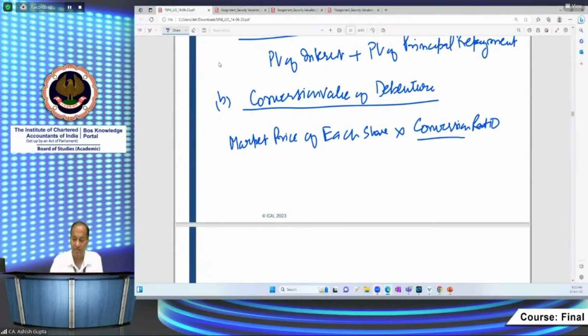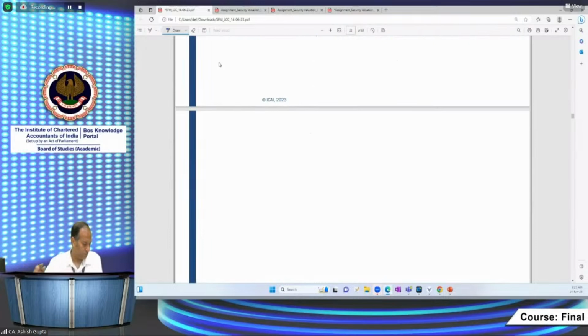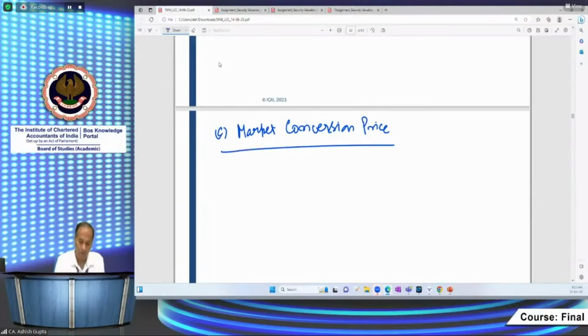Conversion ratio means one debenture or bond will be converted into how many shares. कन्वर्जन रेशियो का मतलब क्या है कि एक बॉन्ड और डिबेंचर कितने शेयर्स में कन्वर्ट होगा। Then next comes market conversion price.